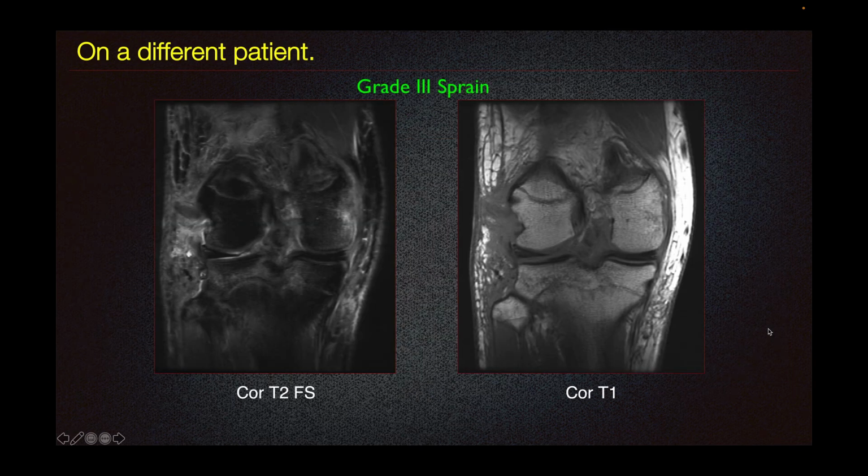Again, this is in a different patient. Here on our coronal T2 fat sat imaging, we can see that there is indistinct and not visualized lateral collateral ligament at the femoral attachment right here. On our T1 imaging, we can see that there is no longer a hypointense band at the expected location of the fibular collateral ligament. These findings are consistent with grade 3 sprain or a high-grade sprain.